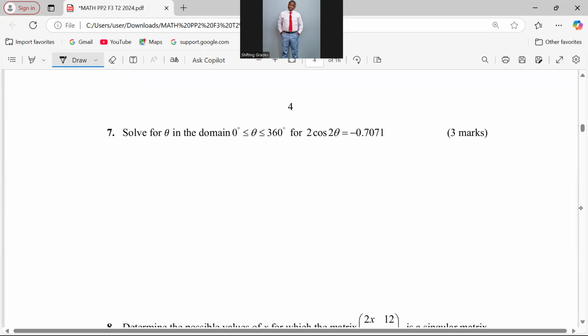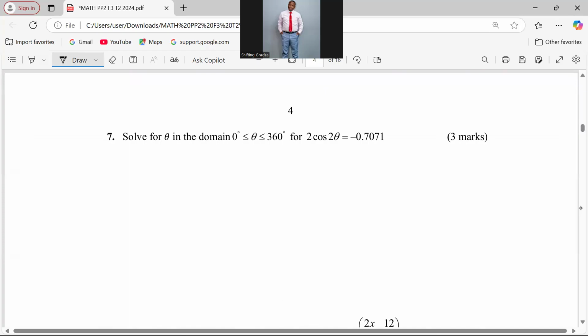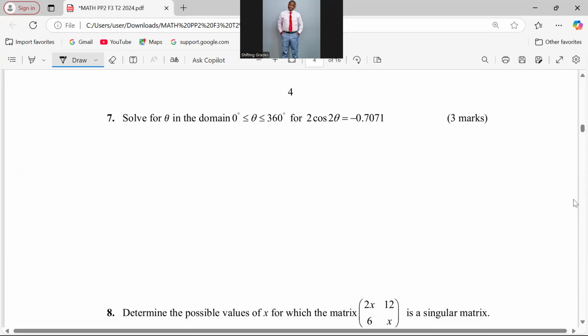Number 7 is a trigonometric equation. Solve for theta in the domain 0 to 360. That is where theta lies. 2 cosine of 2 theta equals negative 0.7071. Look at this. The first thing we do is to remain with cosine of 2 theta equivalent to, we divide it through by 2. So negative 0.7071, when divided by 2, becomes negative 0.35355.